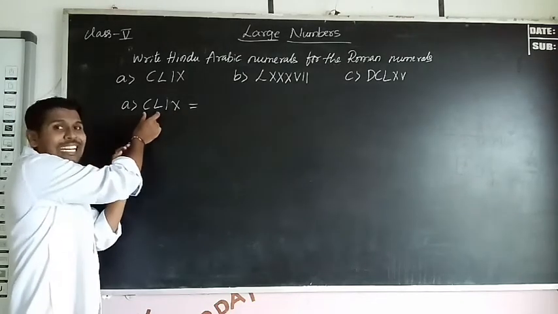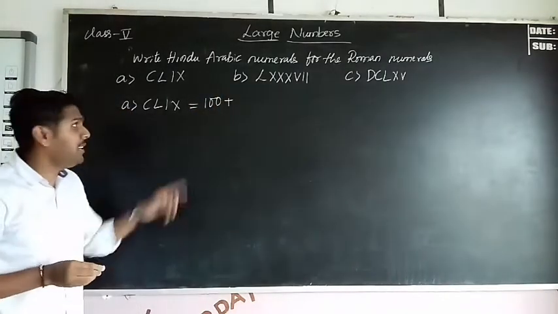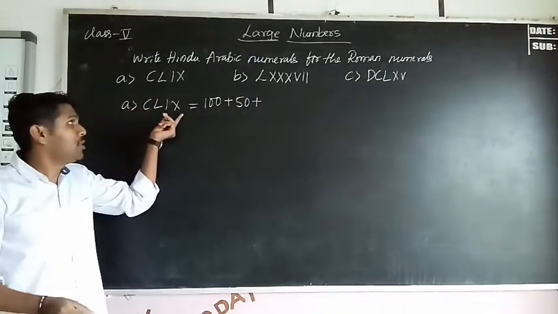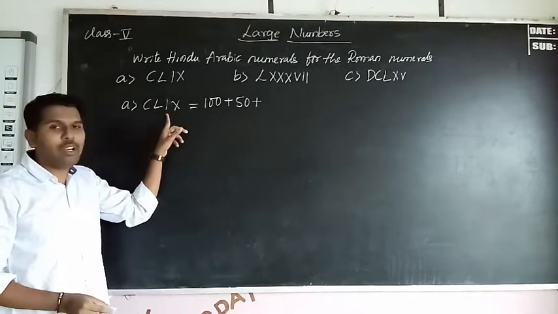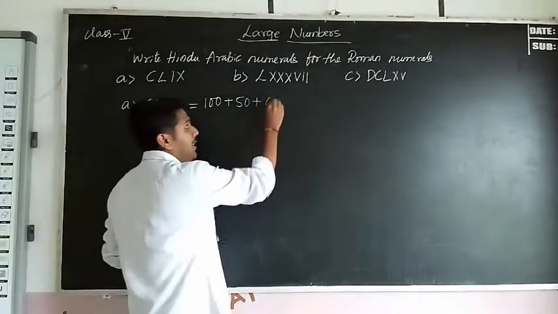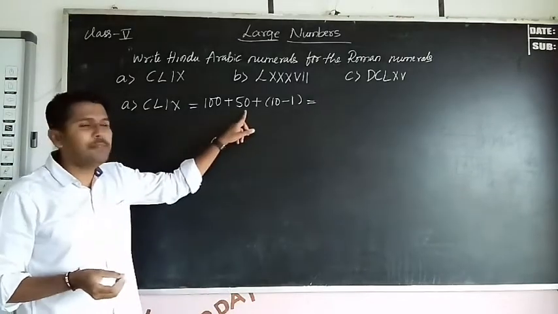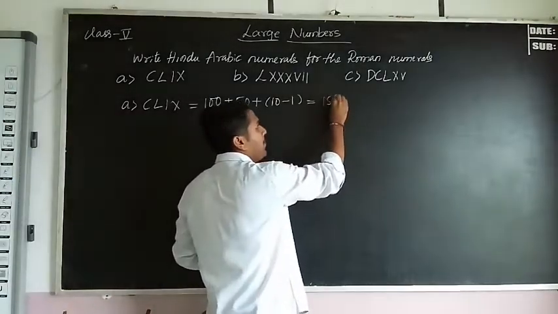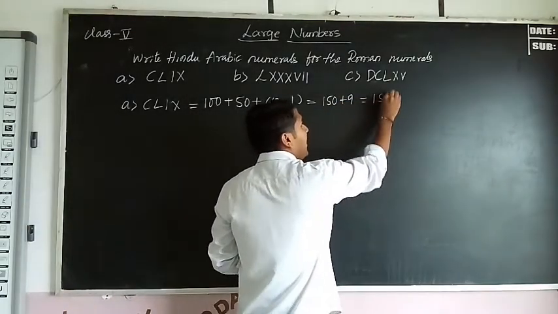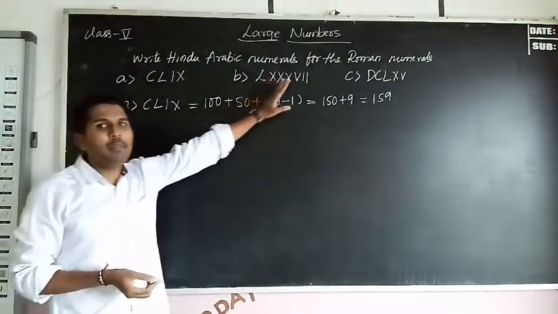But these two numbers are greater values. So first write down the number. C value is 100, L value is 50. Now, what is the value of this number? X and 1. 1 is placed before the larger value, that is 10. Subtraction, no, that is 10 minus 1. So 100 plus 50, 150, plus 9, 10 minus 1, 9. So 159. So this is the way of converting the Roman number to Hindu Arabic.